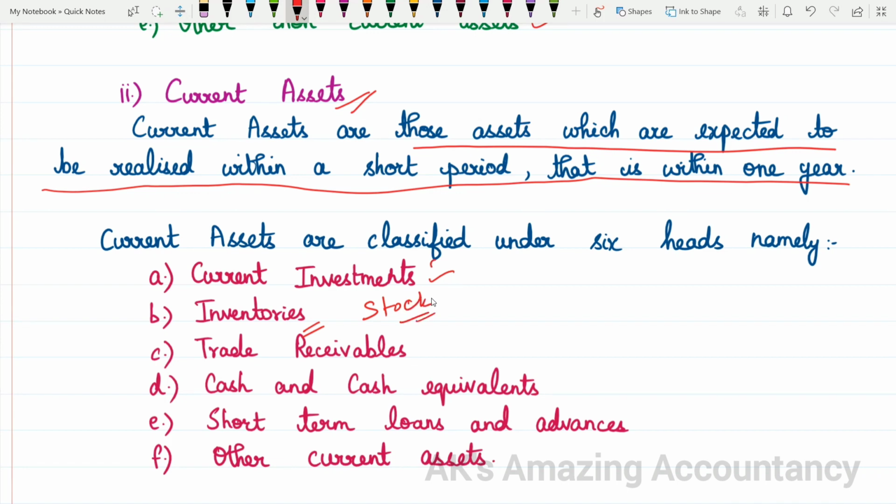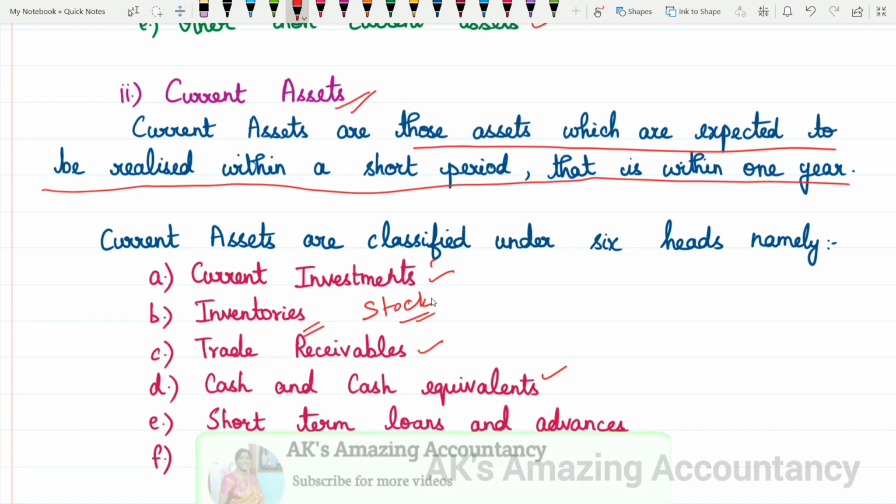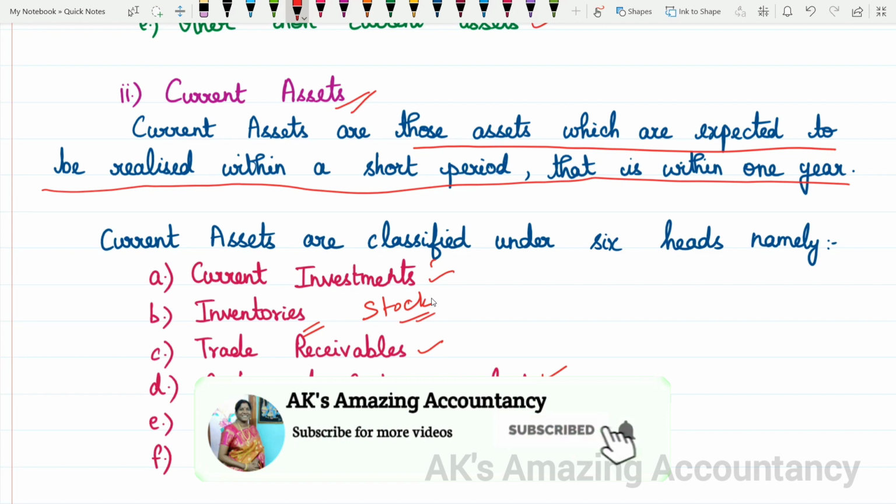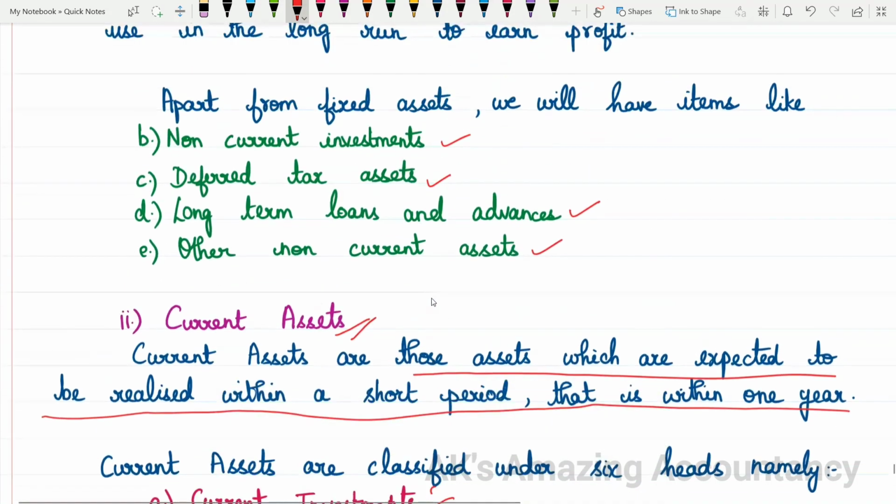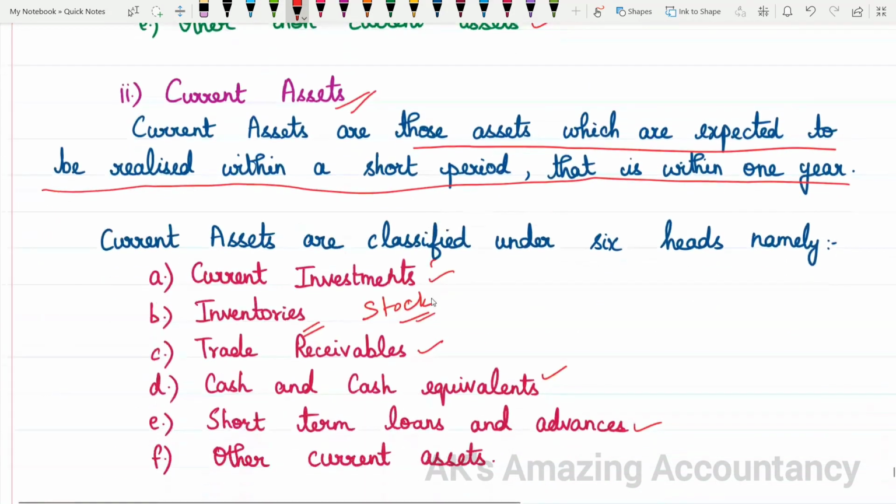Okay. Then you will be having trade receivables. Then cash. This again will be there in most of the problems. Cash and cash equivalents. Short-term loans and advances. If it is long-term loans and advances, it will come under non-current asset. If it is short-term loans and advances, it will come here. And then other current assets. Apart from all these current assets, if there is any other current asset which can be realized and converted into cash within a period of 1 year, such assets will come under other current assets.